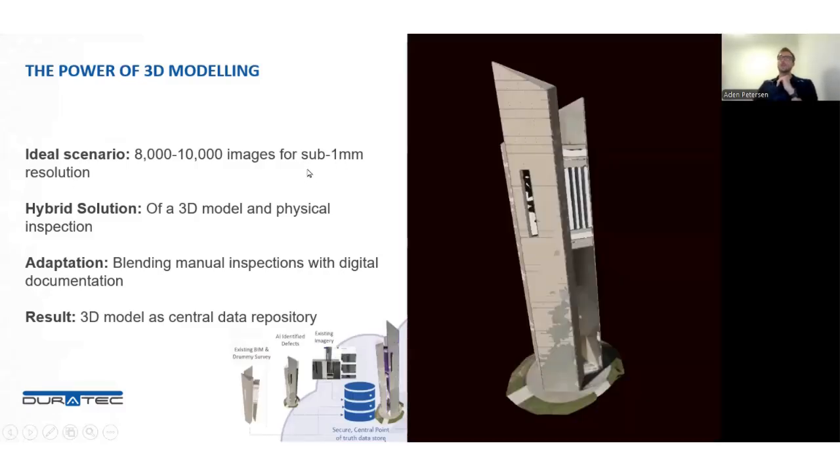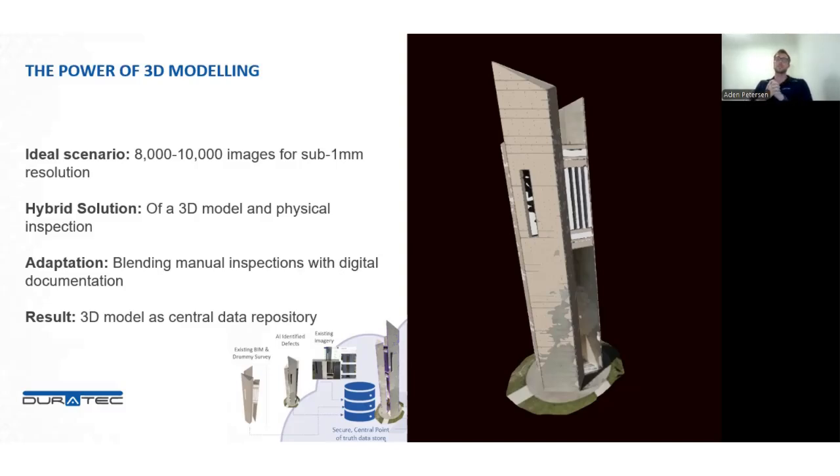Okay, the power of 3D modeling. 3D modeling became our foundation for the Carillon project. Typically, we capture 8,000 to 10,000 high-resolution images to create sub-millimeter models. However, on the Carillon, we inherited a data set from previous work, which had about 1,100 images. This wasn't ideal, but it taught us some valuable lessons about adaptation. We created a hybrid solution, combining this digital model with our physical inspections.